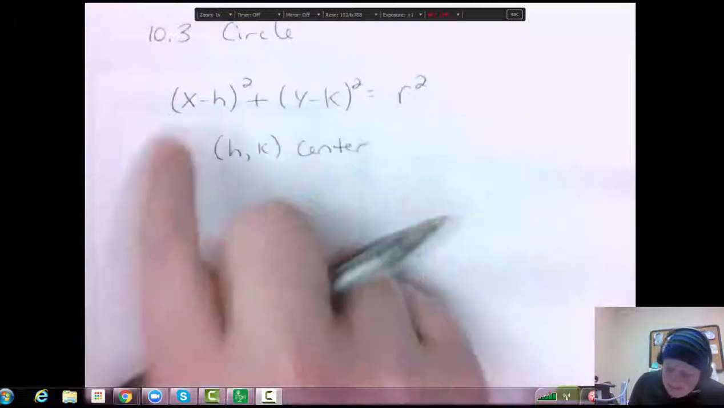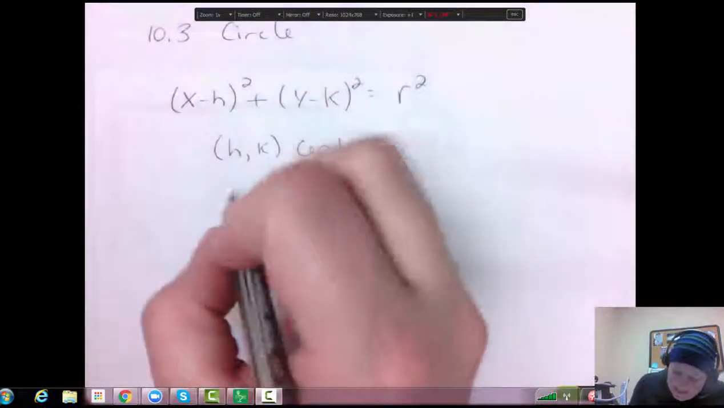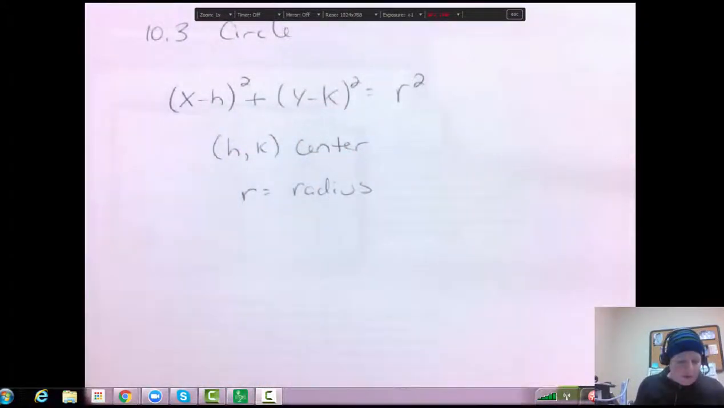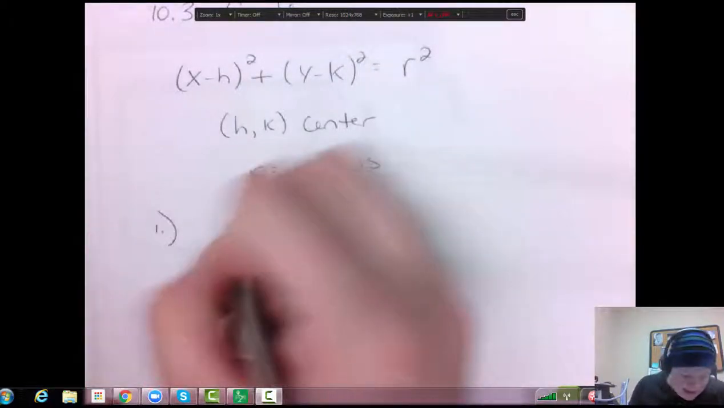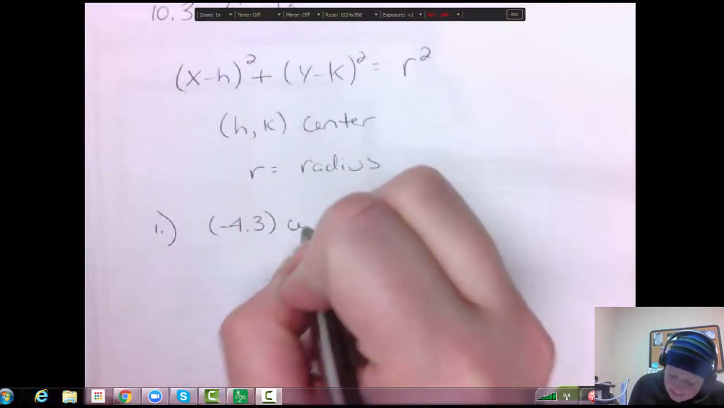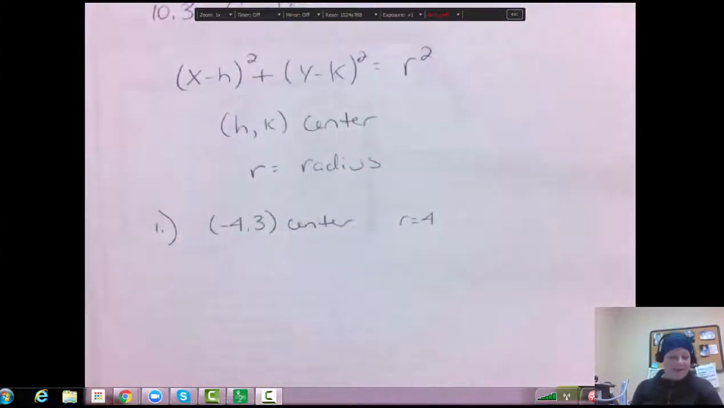Now notice again they have a minus, so they're the opposite sign. And r is the radius of the circle. So let's look at some examples with this. What if I'm given that the center is at (-4, 3) and the radius is 4? What is the equation, and how would you graph that?